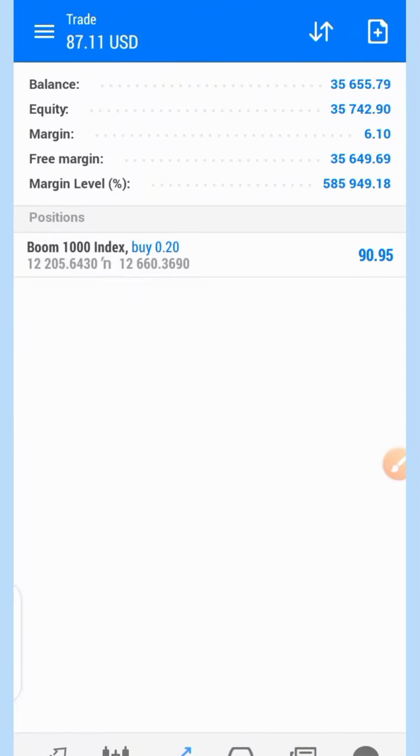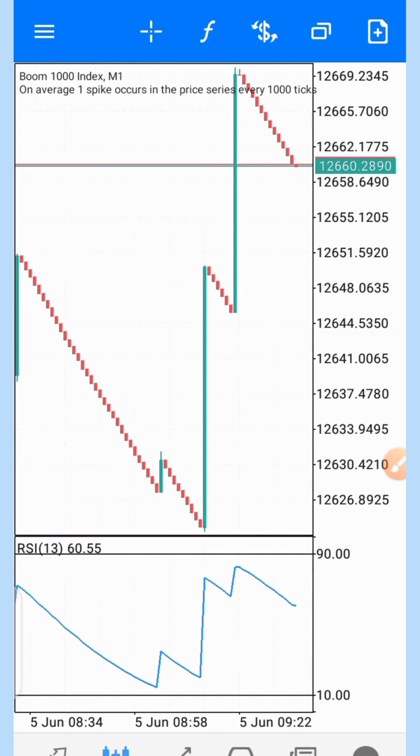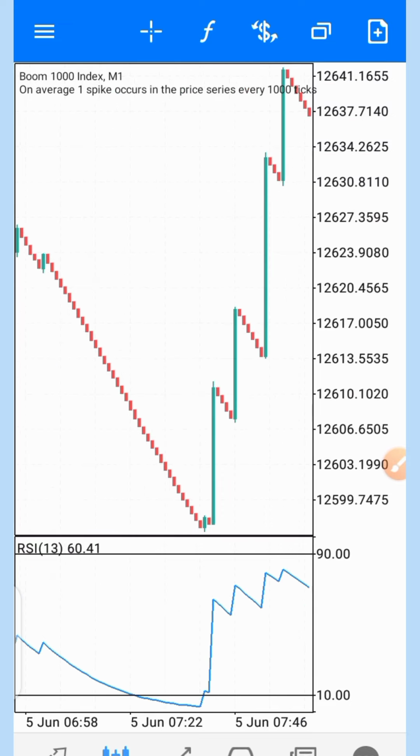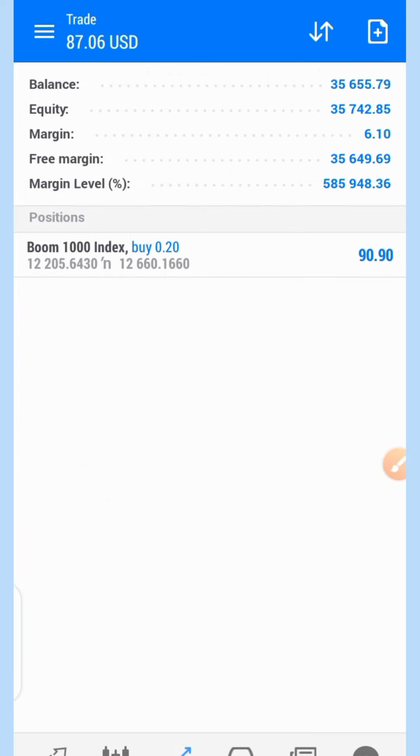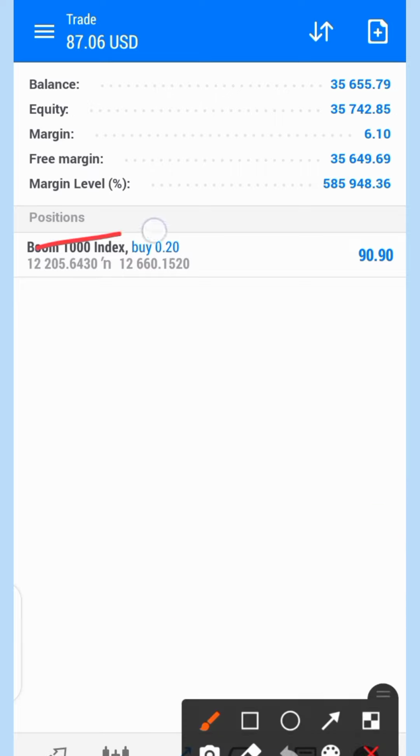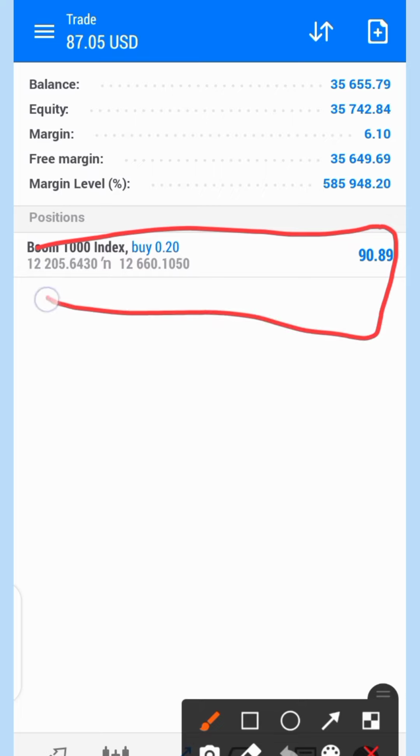Quick one, guys. In this video I want to show you the best and easiest way to catch a spike, trading Boom and Crash, without plenty of indicators on your screen. Just a simple indicator you can use to catch a spike. You can see how I use the smallest lot size to catch this spike. This is Boom 1000 at 0.20 lot size, the smallest lot size in trading Boom 1000, and you can see the amount of money I've used to cash in on the market.